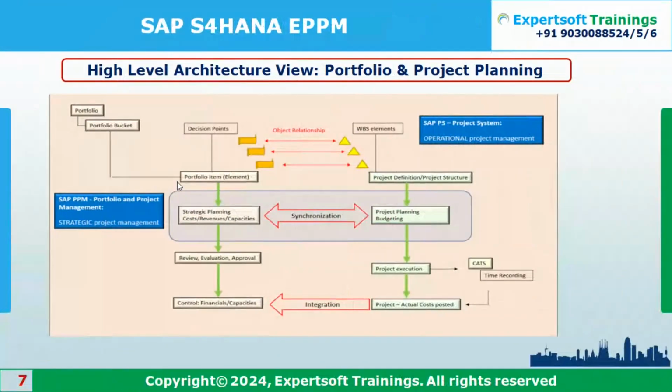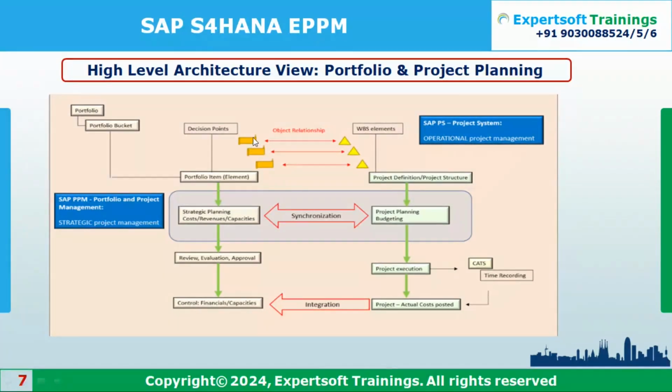So this is a high level architecture overview. As we're discussing, you created a portfolio and you created the bucket structure, then maybe items or initiatives you have created, and there are some decision points. Those decision points you need to link with your project structure. Maybe under these decision points you want to create a project structure, so under these decision points the entire structure will get created.